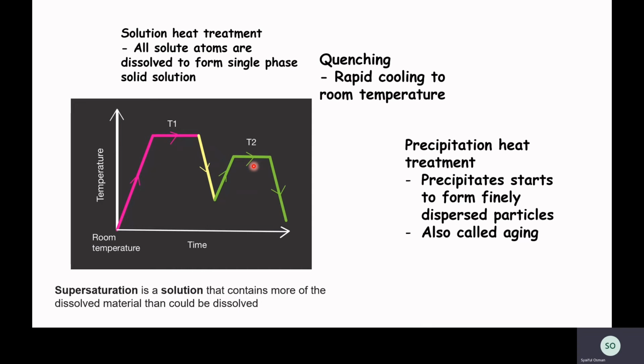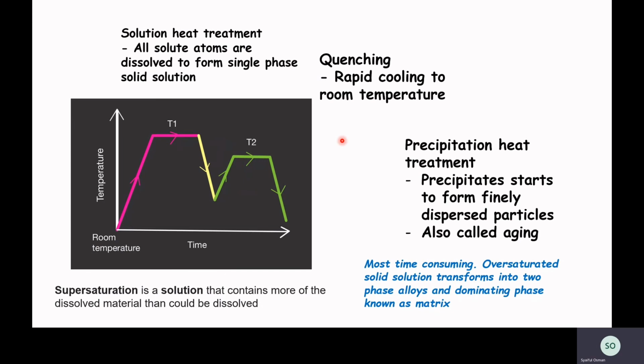The solution is heated to an intermediate temperature. For example, for a stainless steel it is between 400 degrees Celsius and 500 degrees Celsius. And here the part is held at a constant heat. The exact aging temperature depends on the composition of the material. The supersaturated solid solution will transform into a two-phase alloy, and the dominating phase is also known as the matrix.